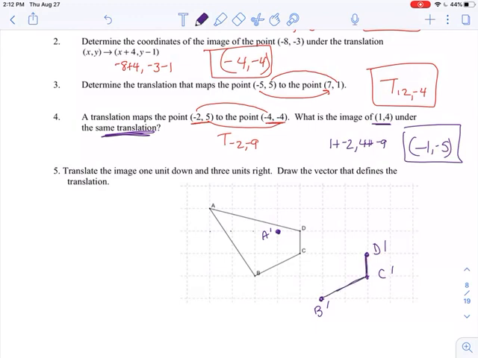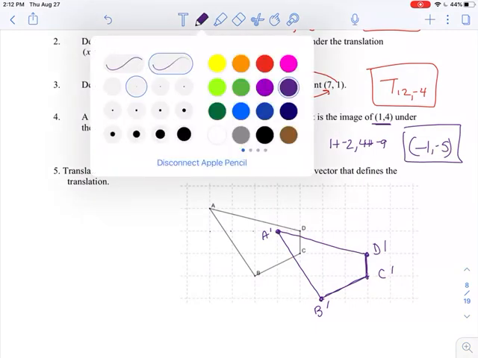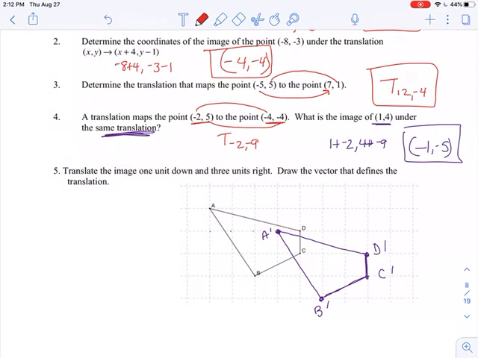I'm going to connect these. A translation is a rigid motion, so I should have the same figure, just shifted down, same shape, same size. I just shifted the position of it. Okay, and then I'm going to draw the vector. For the vector, I can do it to any points that I want to. I'll just do right here. There's the vector that defines that translation. Okay, so we're going to practice.